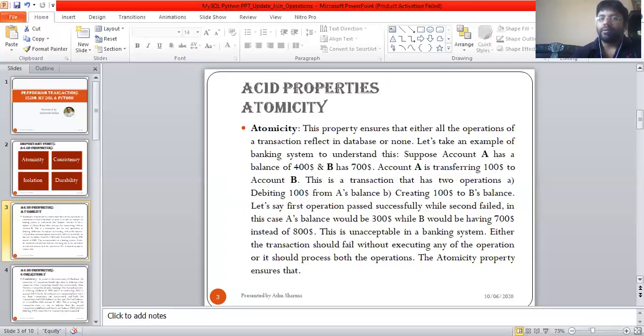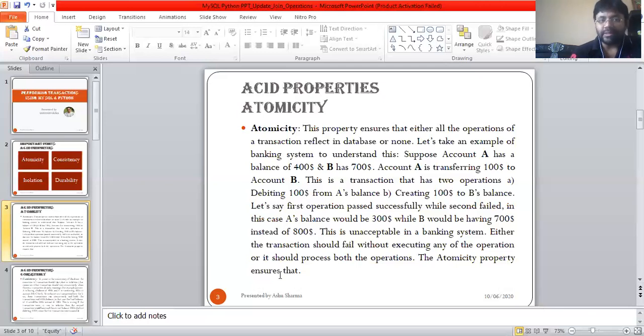Then only atomicity holds. This is the concept which says that a transaction that starts should complete successfully. And in a transaction, because it's a small unit, there are several low-level tasks or operations. Those operations should complete successfully. Then we say atomicity ensures the database remains consistent.